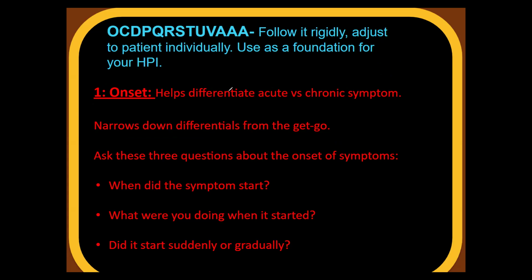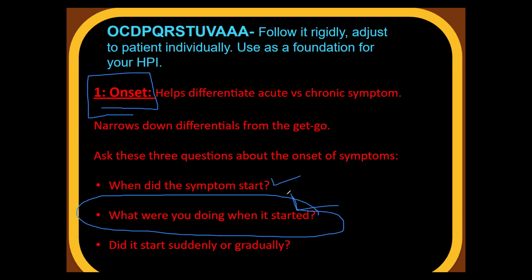Now, in onset, I want you to ask three things. When was the first time the symptom started? What was the patient doing when it started? Acute coronary syndromes, STEMI, NSTEMI, unstable angina, and other anginas, usually start when the patient is exerting themselves. Emotional exertion, physical exertion, eating a big meal, stress, any of these can trigger it.